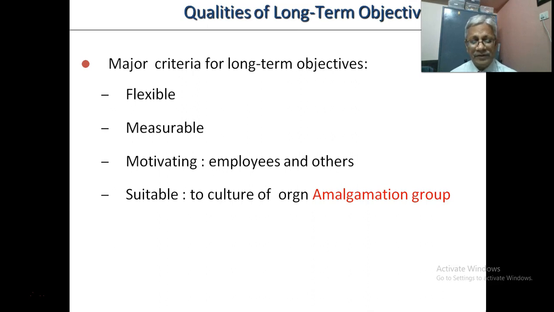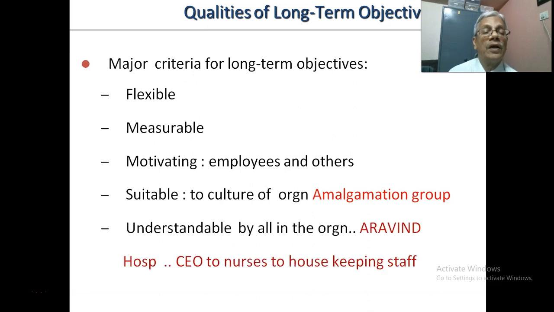If you compare the TVS group and the Amalgamation group, both are pioneers in creating the auto component base in Tamil Nadu. And now you see the journey. TVS has really gone so big, whereas the Amalgamation group, for various reasons, was not able to exploit the opportunities fully. So culture plays a very important role in any organization, and should be understandable by all.